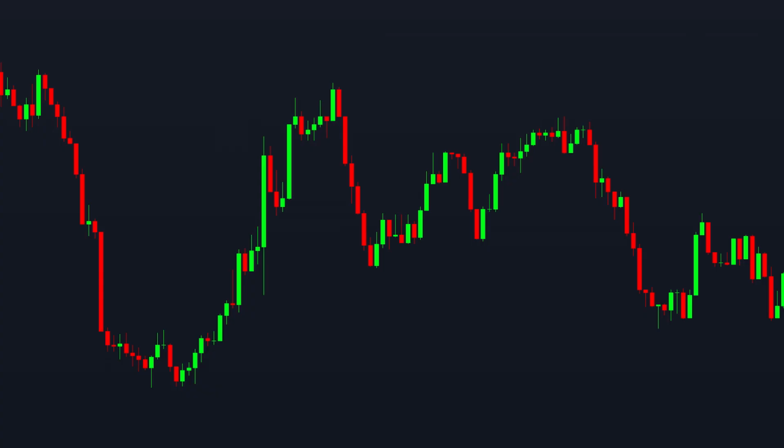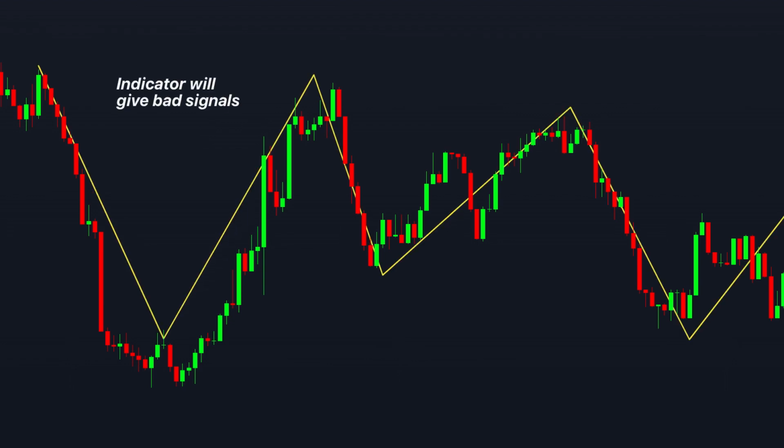One thing to understand about any trend indicator is that they are completely ineffective when the market is not trending. They will give bad signals that almost guarantee you will lose any trade you place with them. Right when the indicator says the market is trending up and you take a long trade, the price will instantly reverse against you and hit your stop loss.